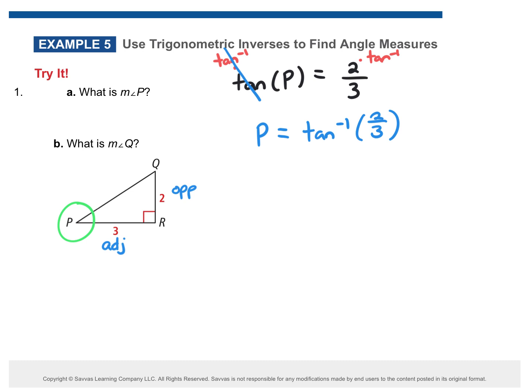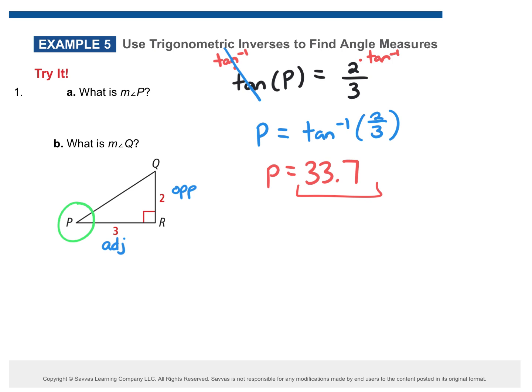When you see that fraction bar, think division in your calculator. What did you get for angle P? You should get 33.7. Again, what did this give you? It gave you the angle.